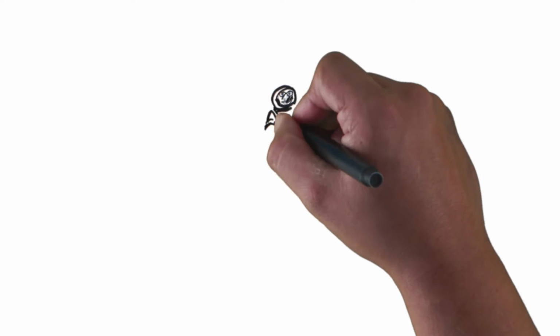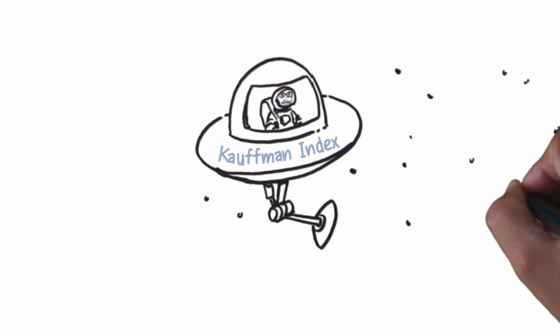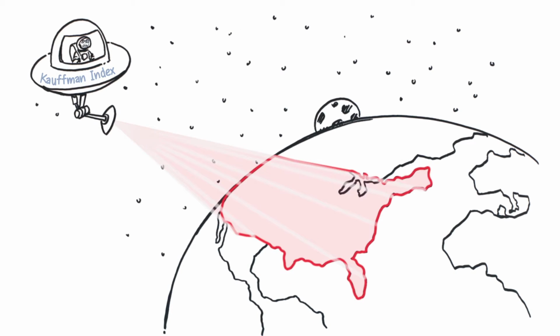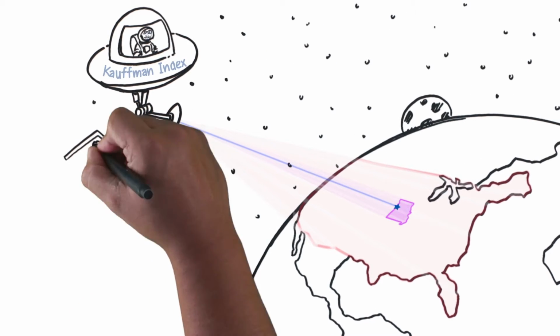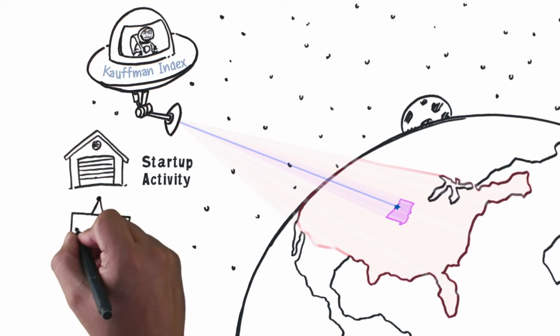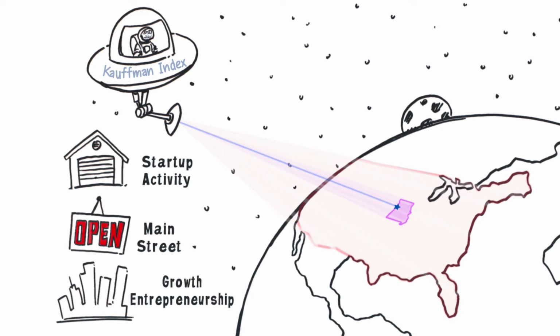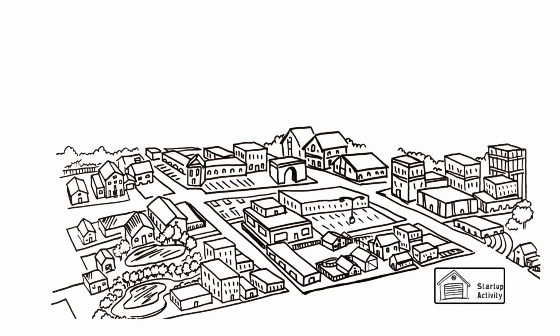The Kauffman Index is a set of indicators that measure entrepreneurship activity at the national, state, and metropolitan level. We look at startup activity, Main Street entrepreneurship, and growth entrepreneurship. The Kauffman Index of Startup Activity measures new firm formation.